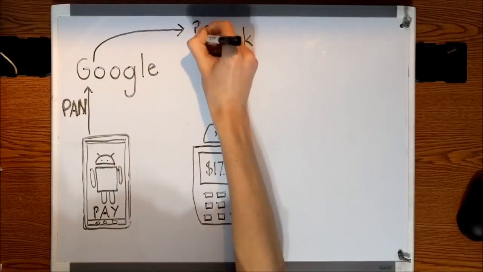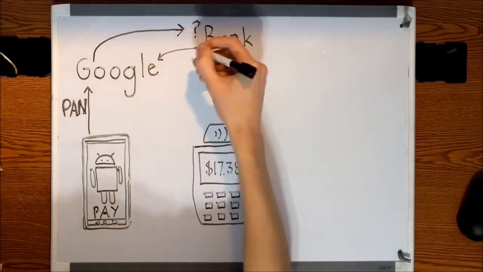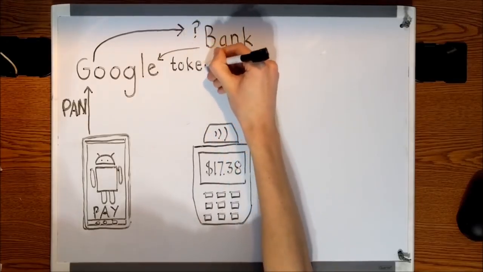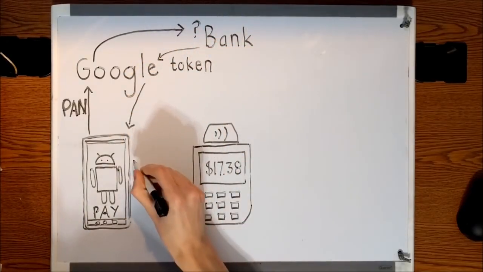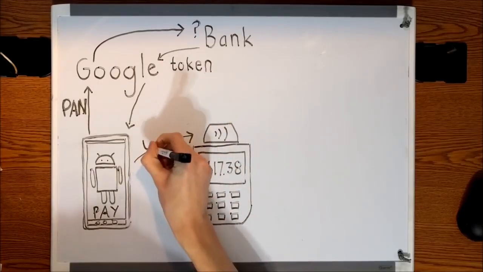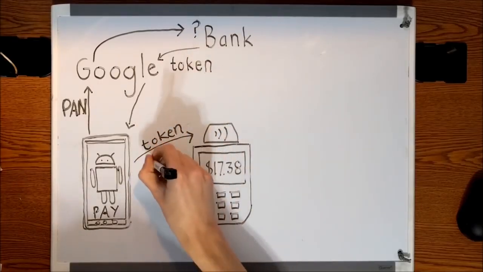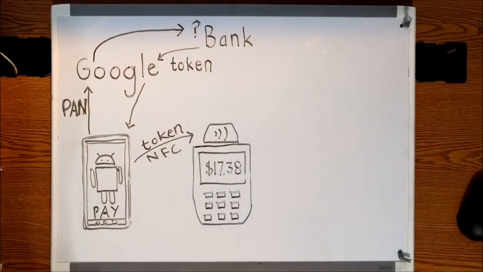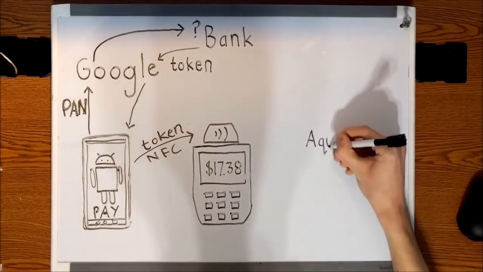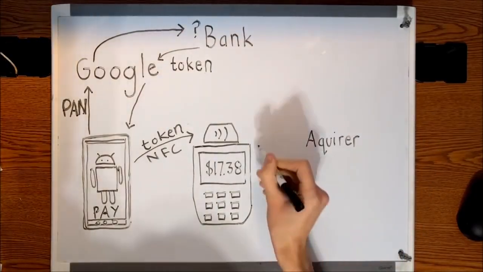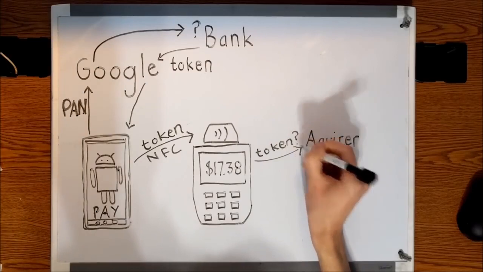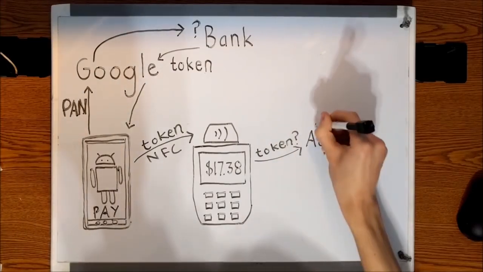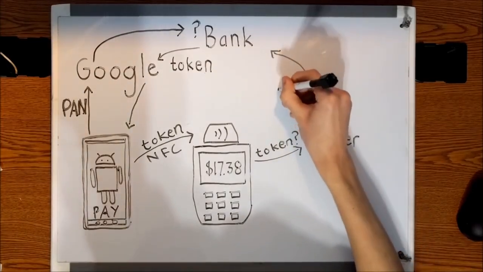Next, Google communicates with my bank, as they have a good relationship, and asks my bank, could you please give me a token so that Brendan can use this at a merchant? The bank agrees and gives Google the token. Google in turn gives it to my phone, who will give it to the merchant using NFC or near field communication. The merchant checks with the acquirer. The acquirer is MasterCard, Visa. It's your card holder.